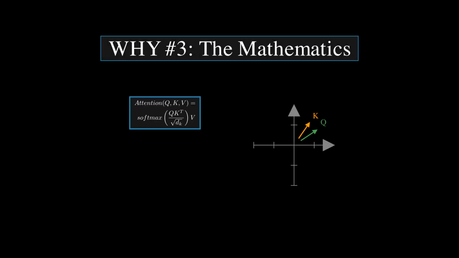Why does the dot product between query and key matrices work so well? Mathematically, the dot product measures how aligned two vectors are. When query and key vectors point in similar directions, their dot product is large, indicating high relevance. When they're perpendicular, the dot product is zero, meaning no relationship. This elegant mathematical property allows us to quantify attention as similarity. The softmax function then converts these scores into probabilities, ensuring all attention weights sum to 1.